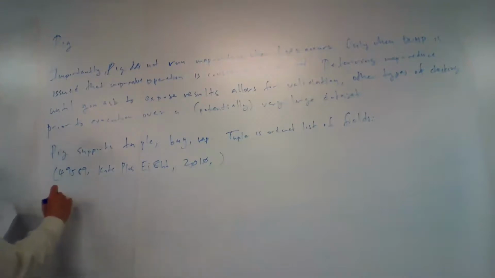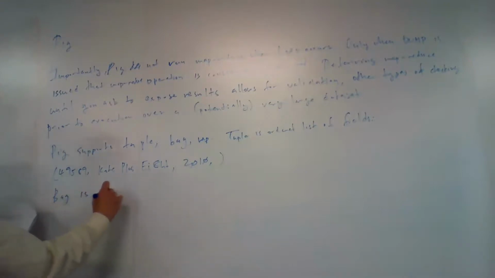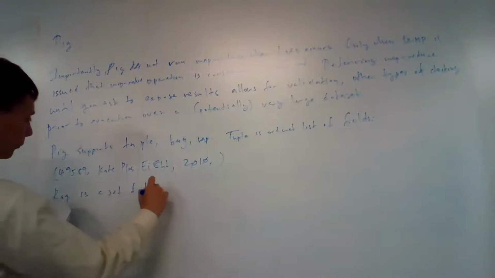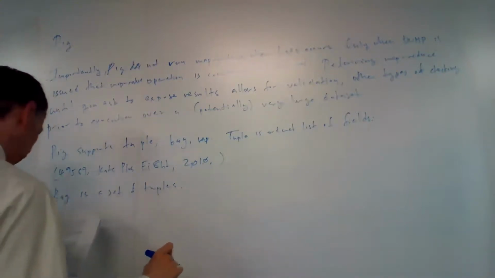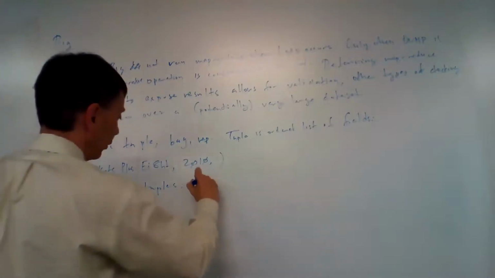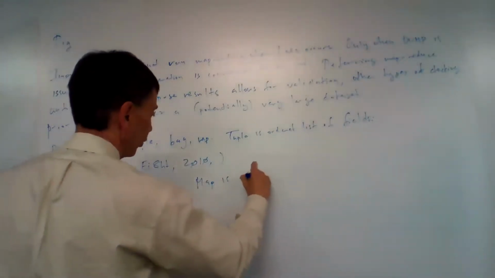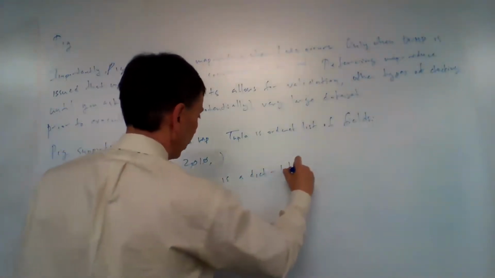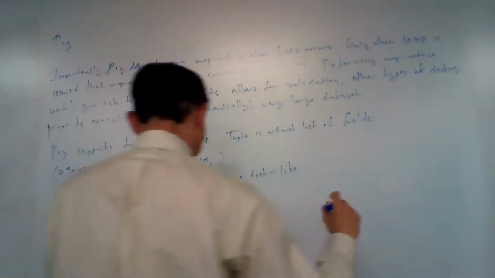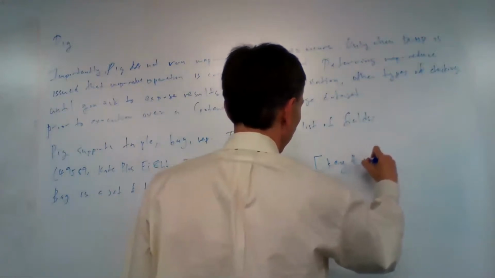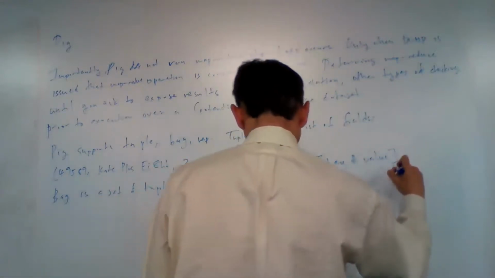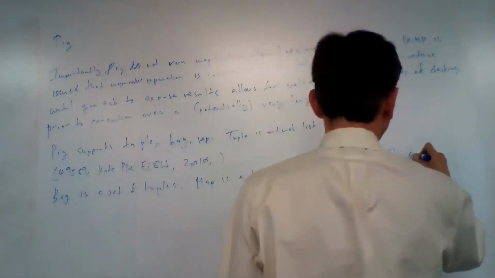And then a bag is a set of tuples. Okay. And a map is a dict-like collection: you have a key and then you have a hash value.